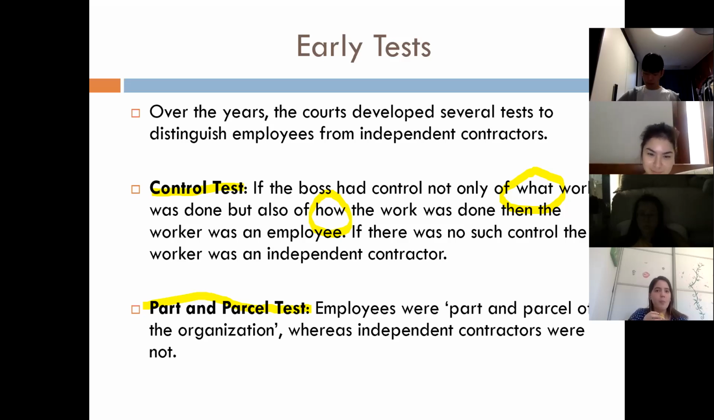You would not want to tell every lawyer in a company how to try the case. You want to trust them. You hired them because they're good, and you trust them to do it right. And everybody has their own style, and that's important. So control tests didn't always work. So we started the part and parcel test.